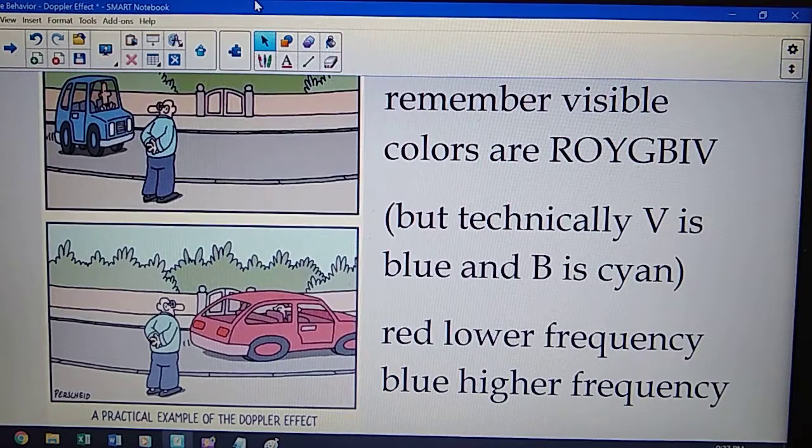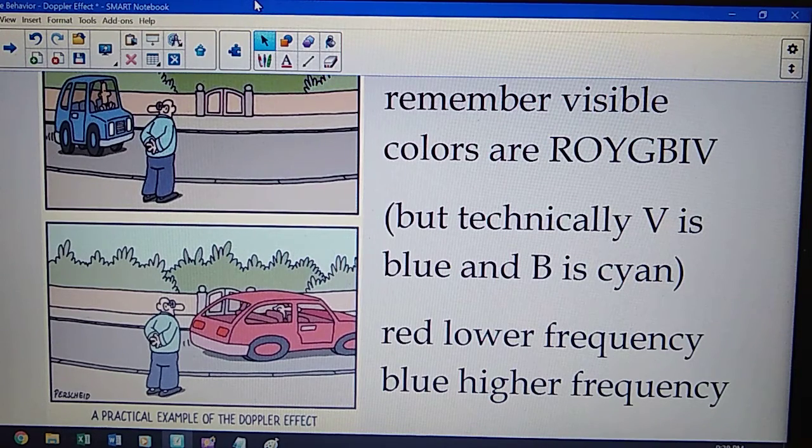Remember that the colors of the rainbow are Roy G. Biv. That's red, orange, yellow, green, blue, indigo, and violet. However, technically, violet isn't really a color. It was actually blue. And blue is really cyan. We'll discuss that more in another video when we talk about colors.